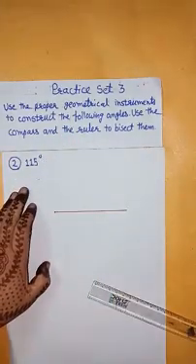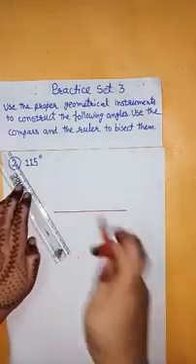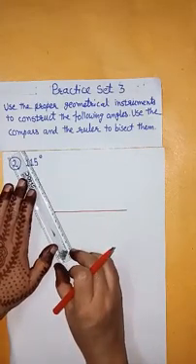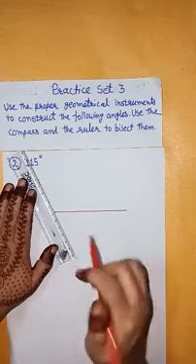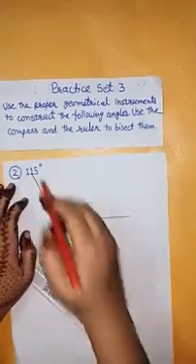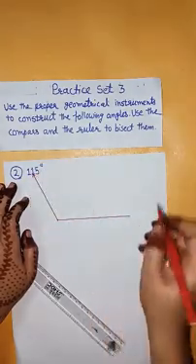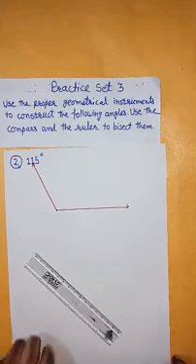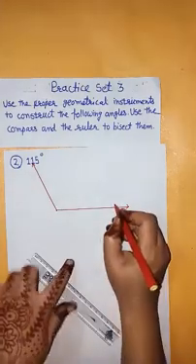Now, from the measure of the angle, you clearly observe that since the measure of this angle is greater than 90 degree, the given angle is an obtuse angle. This is our required angle. Now, you have to draw the bisector of this angle.